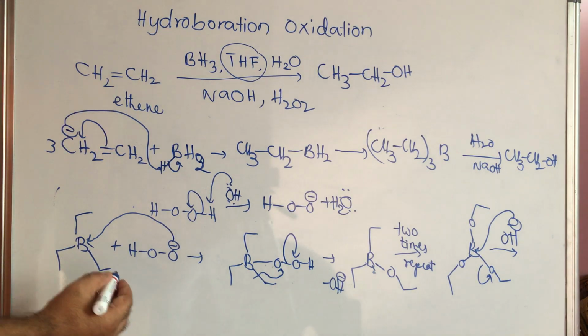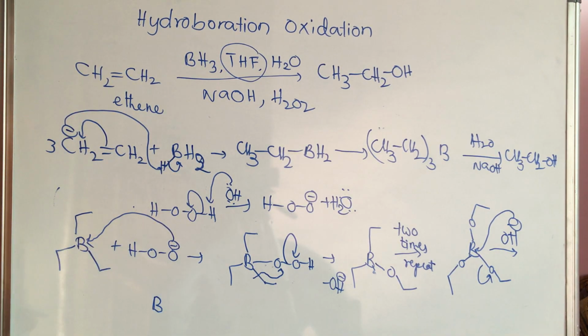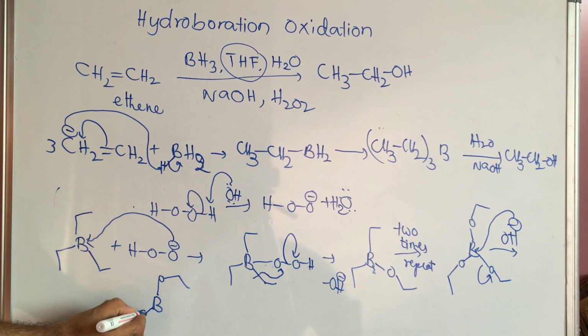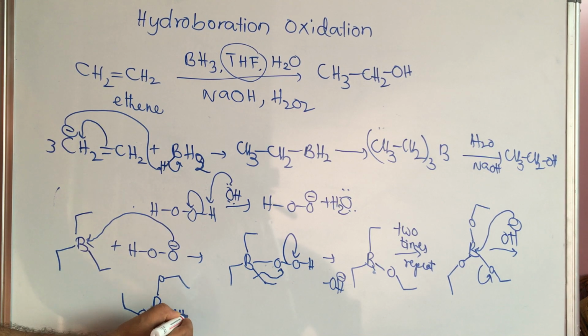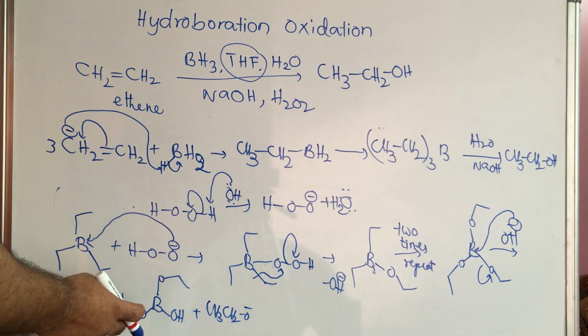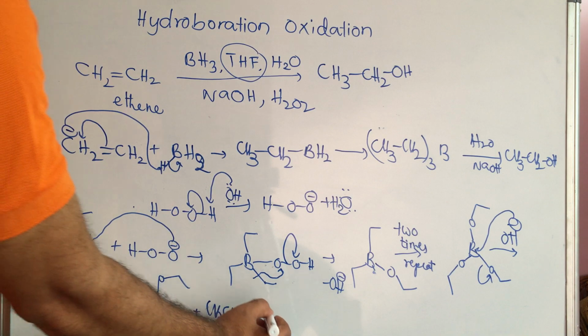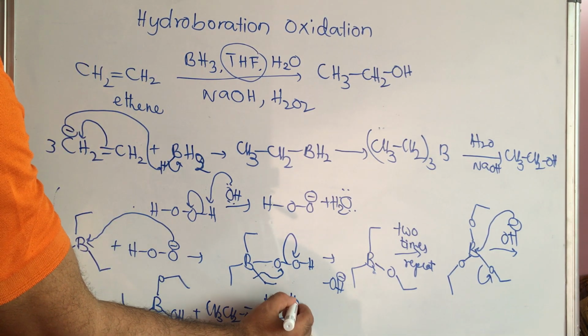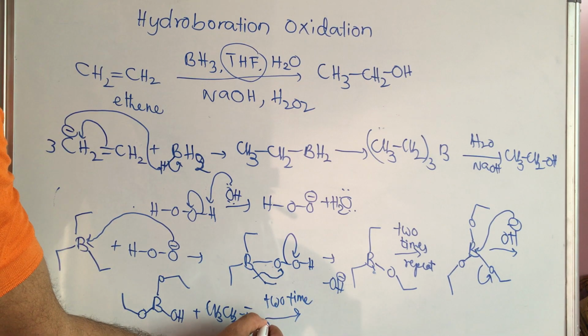After elimination we will get here B with the O-ethyl group, O-ethyl group, and this will be OH, and the eliminated ethyl group is ethoxide, that is CH3CH2O minus. Like this, how many groups remain? 2. So here also this step will be repeated 2 times.